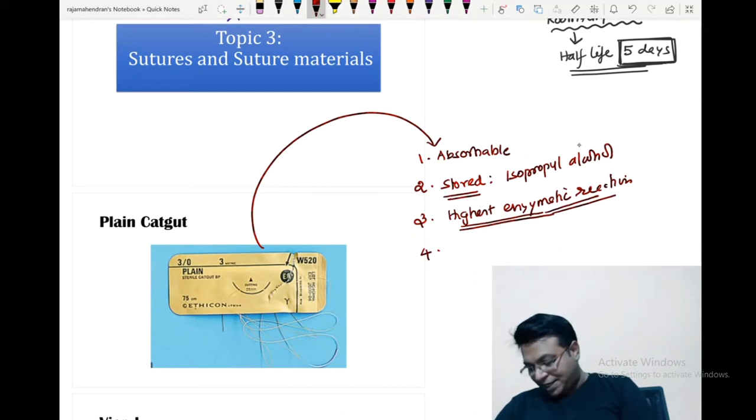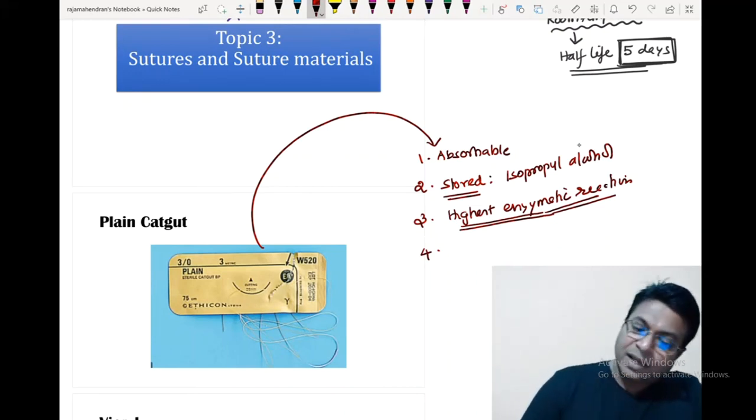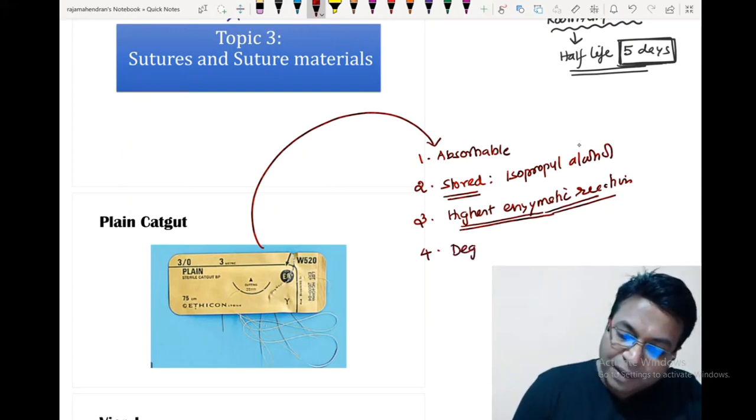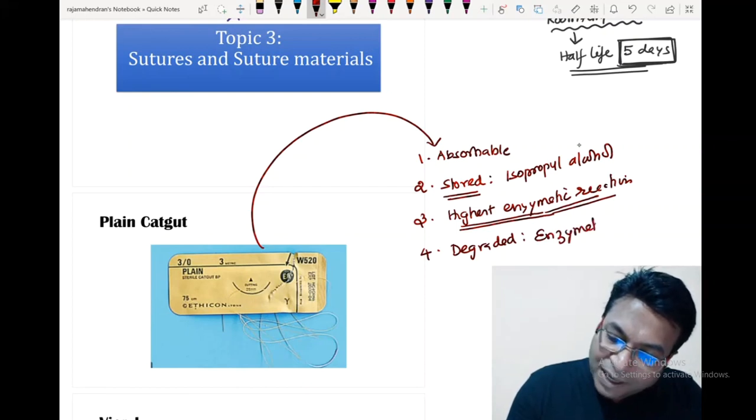So the highest enzymatic reaction is seen with this catgut suture material. Please don't forget this. It is degraded by enzymatic degradation.